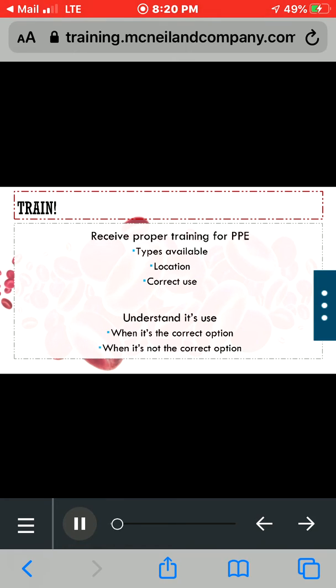You must train to know what types of PPE are available in your organization. You must know where it's located and how to use it correctly. Knowing what type of PPE is available, its uses, and when it's the correct option or not the correct option may be the difference between an exposure incident occurring or not occurring.